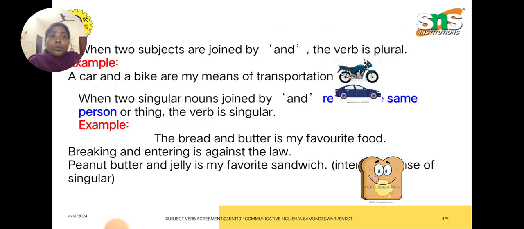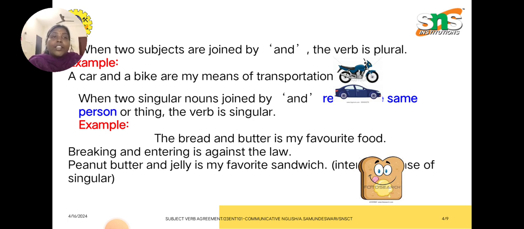When we are talking about two subjects joined by and, the verb is plural. Earlier we said a singular subject takes a singular form of a verb, and a plural subject takes a plural form of a verb. Here, when you connect your two subjects with the conjunction and, usually the verb will be plural. A car and a bike are my means of transportation. A pencil and an eraser are used for writing. Likewise, you can construct a sentence.